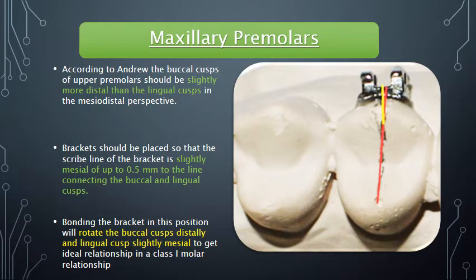Maxillary premolars. According to Andrews, the buccal cusps of the upper premolar should be slightly more distal than the lingual cusps in the mesiodistal perspective. The bracket should be placed so that the scribed line of the bracket is slightly mesial, up to 0.5 mm, to the line connecting the buccal and lingual cusps. Bonding the brackets in this position will rotate the buccal cusps distally and the lingual cusps slightly mesially to get the ideal relationship in a class 1 molar relation.